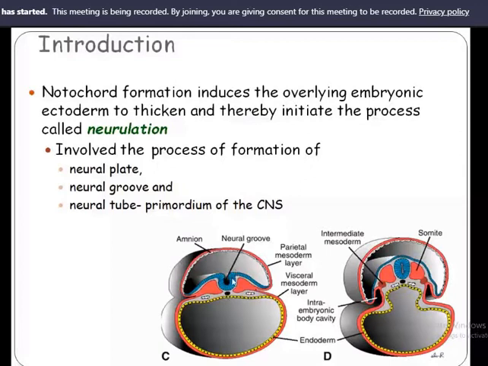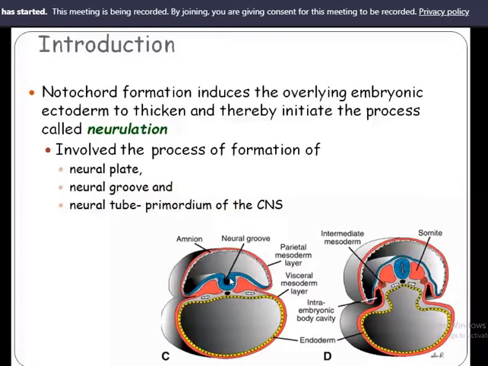Now first of all, initially the notochord will form, and this already formed notochord will induce the overlying ectoderm to thicken. That is known as the neural plate, and this neural plate will invaginate and form the neural groove. This is known as the neural groove. On the lateral side of this, we have the neural folds, which will approach each other and join, and finally the neural tube is formed. So this is the overall process of neurulation, and for neurulation, the major role is played by the notochord.